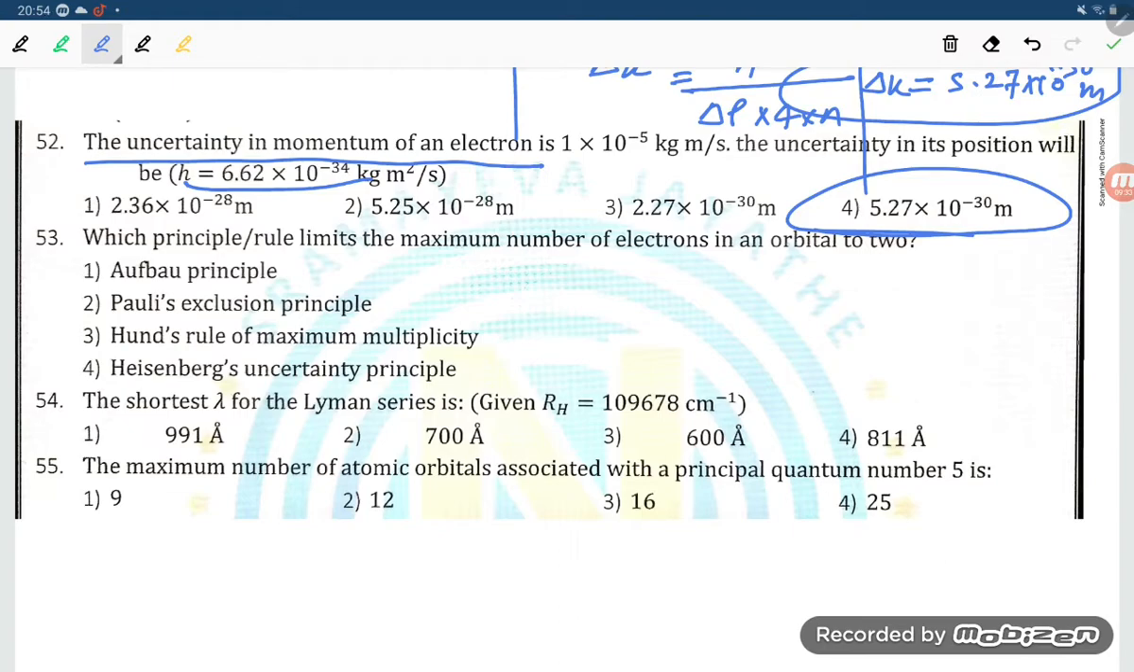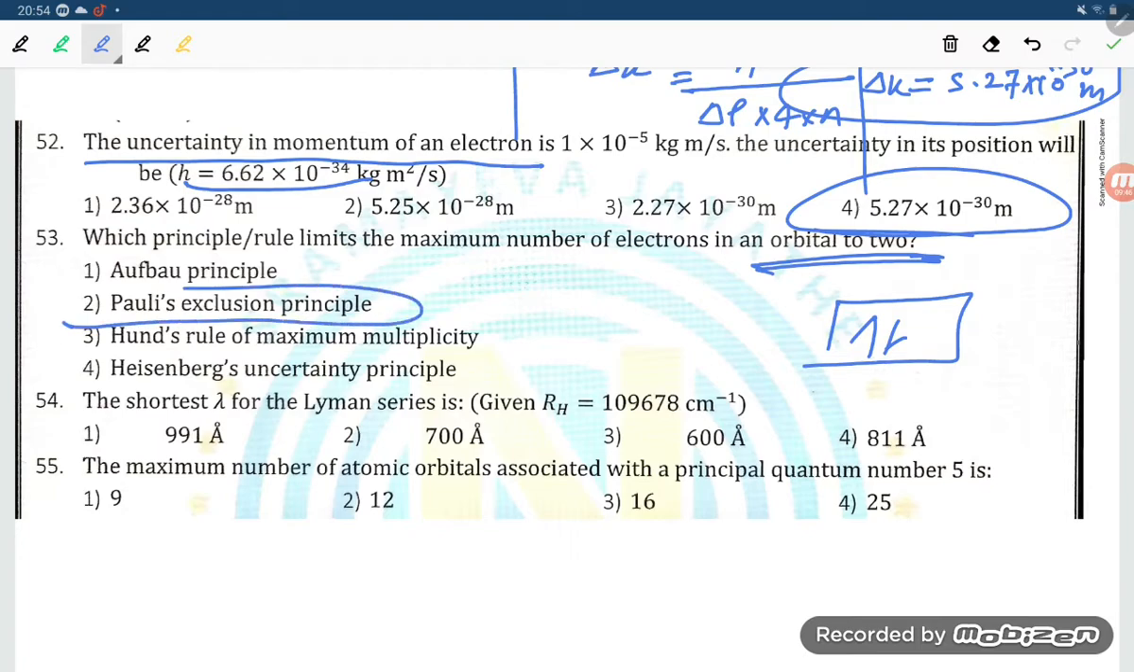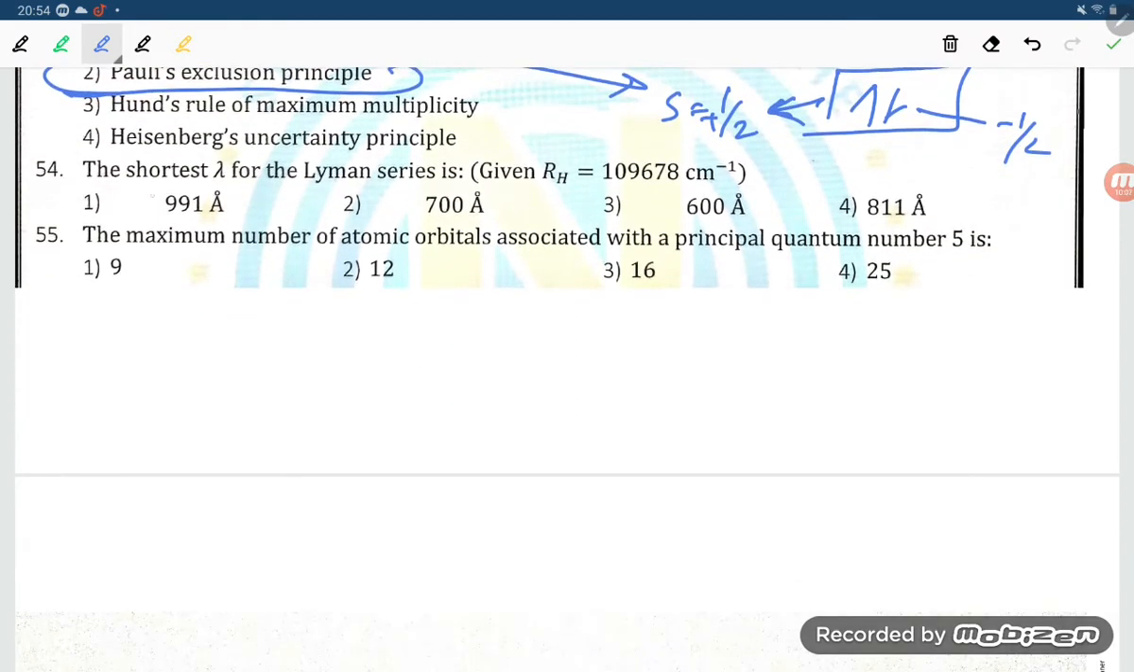Which principle would limit the maximum number of electrons in an orbital to 2? Which rule says that in one orbital the maximum number of electrons will be 2, student? That is the Pauli exclusion principle. Pauli said that all four quantum numbers cannot be the same for two electrons. So for spin, for the first electron it is plus half, and for the other it is minus half. So this is said by Pauli.